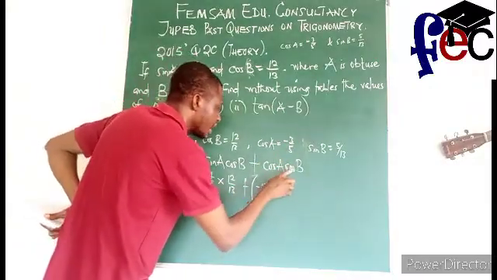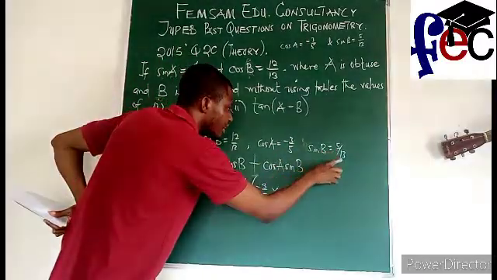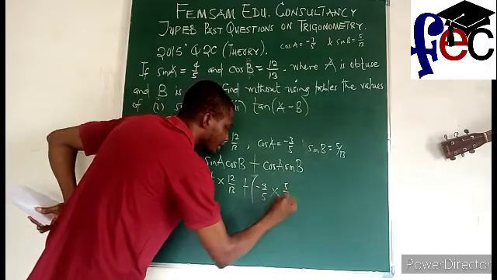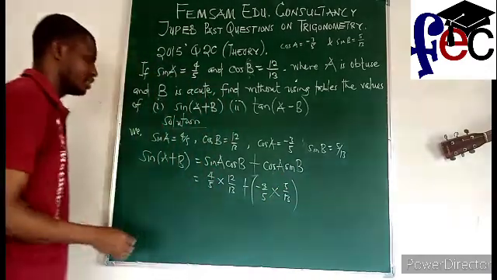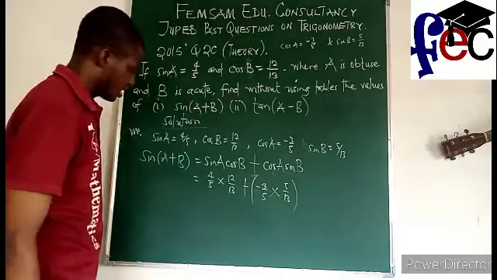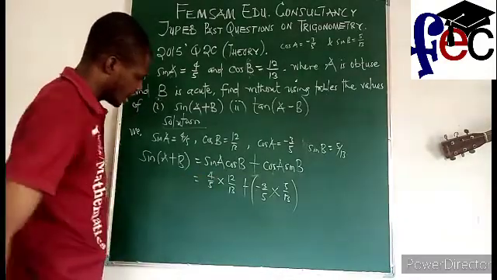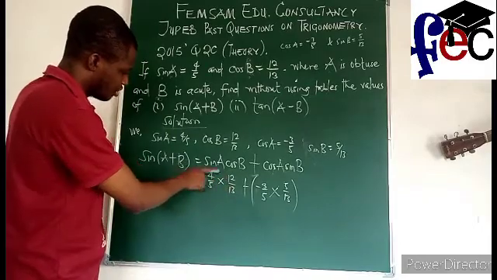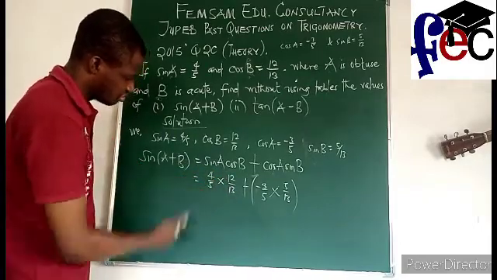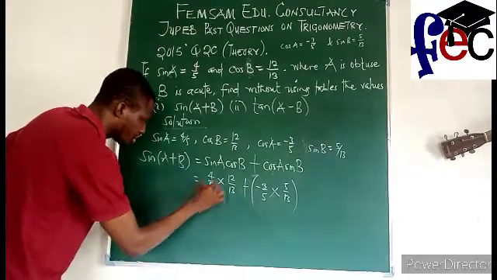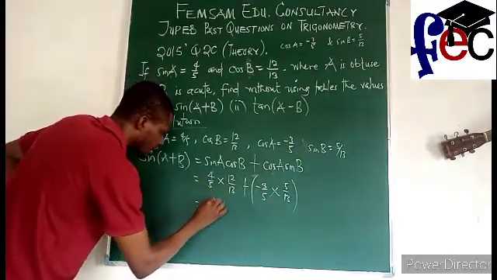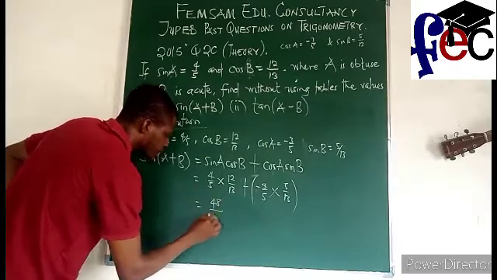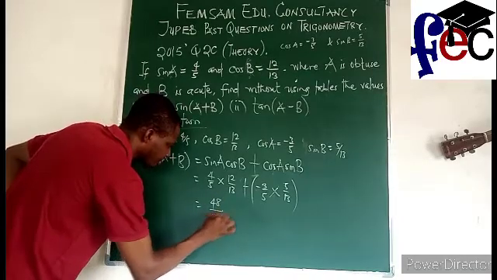So now, sine B is what? 5 over 13. The operation between this is multiplication. So you have this, then you have 5 over 13. Looking at it, is there any common factor between the numerator and denominator? No. So this result will be directly 48. Multiply the numerator, 48. Multiply the denominator, you have 65.